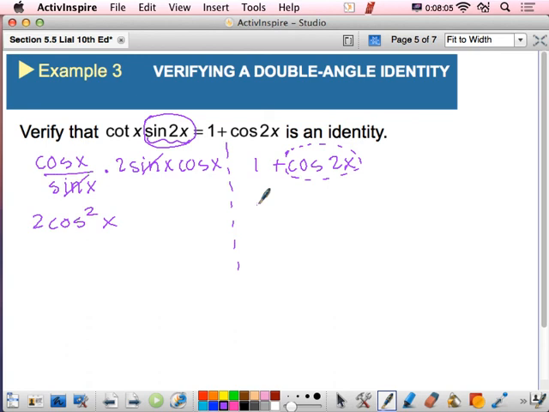So I'm going to keep the 1, plus change the cosine of 2x to 2 cosine squared x minus 1. The 1's cancel. And now we have both sides are equal to 2 cosine squared of x. So therefore, we say that identity is verified.